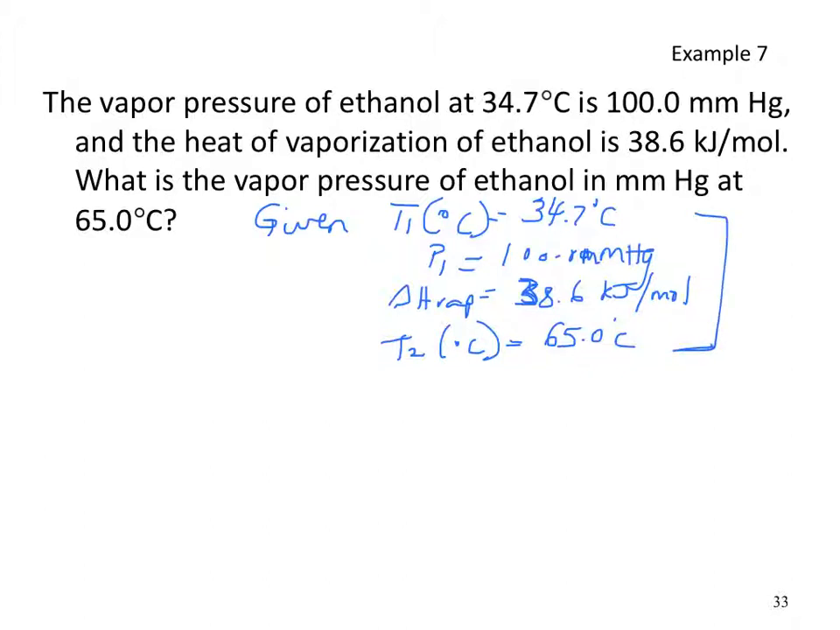So one thing that you should note is that we are increasing the temperature. If we are increasing the temperature, the vapor pressure is also supposed to increase. So we have to determine P2. What is the second pressure?